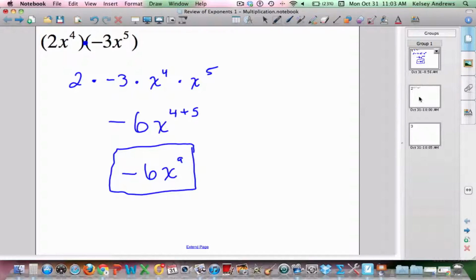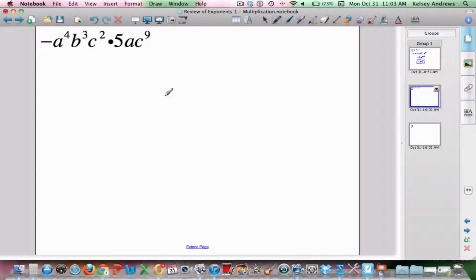Okay, on our next problem, we again have multiplication here. When we look at our coefficients, remember that this means that we have a negative 1 here. So when we rearrange our coefficients first, we have negative 1 times 5, and then we have an a to the fourth and another a.